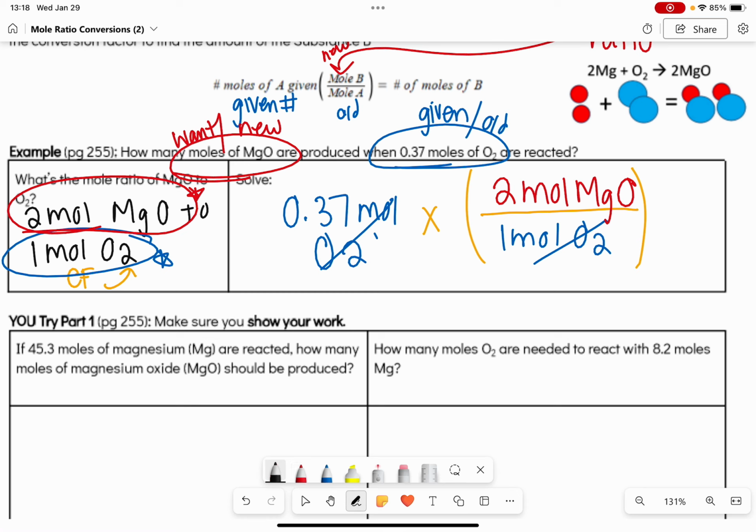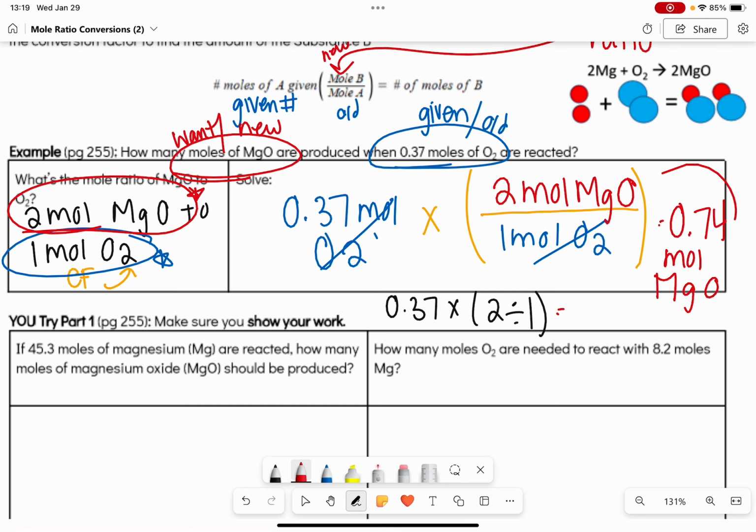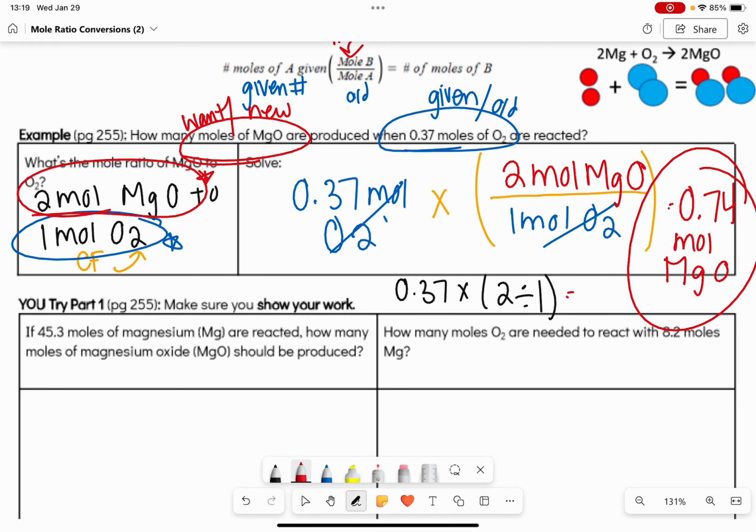Go ahead and put this in your calculator. So it would look like 0.37 times parenthesis 2 divided by 1. Your answer would be 0.74 moles. And make sure you have MgO with it and circle your answer. So same steps as the video with the molar mass, except now we're using our mole ratio from our equation as our conversion factor instead of the mass from the periodic table.